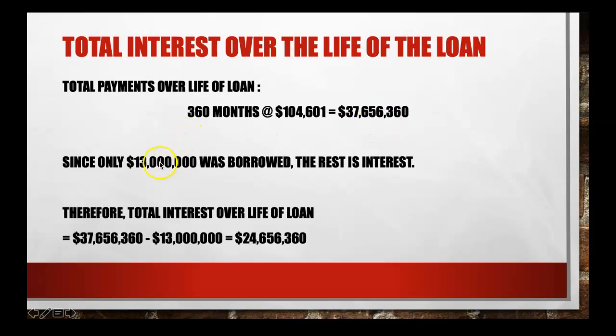Now, because we only borrowed 13 million, it means the rest of this money is interest. So for the interest portion of the payment, we simply subtract the loan amount of 13 million from the total payments, and it gives us a total interest charge of $24,666,360 over the 30-year period.